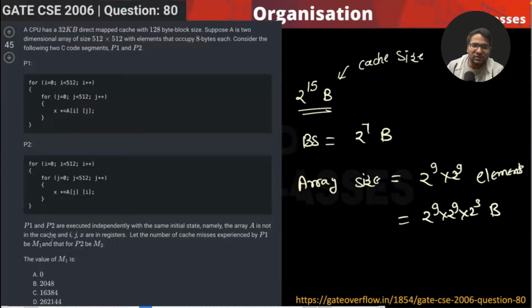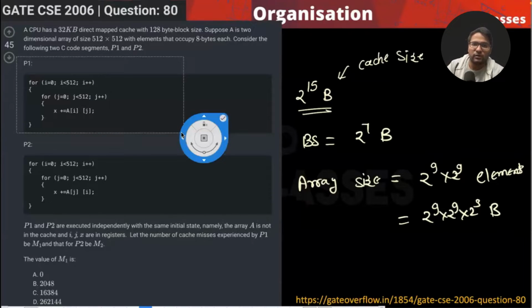Now they are saying that P1 and P2 are executed independently with the same initial state, namely, the array A is not in the cache and i, j, x, these variables are in the registers. So you don't need to worry about miss or hit for these variables. Let the number of cache misses experienced by P1 be M1 and by P2 be M2. Then you need to find the value of M1, and for the next question, the value of M2.